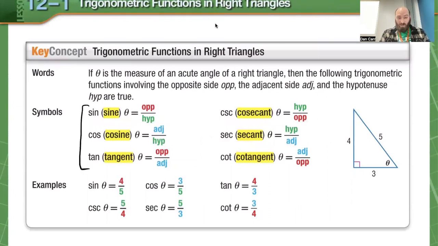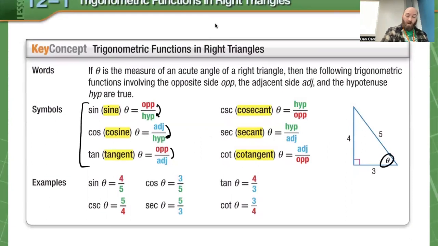Sine, cosine, tangent. Okay, as a refresher, sine is opposite over hypotenuse, cosine is adjacent over hypotenuse, and tangent is opposite over adjacent. Okay, so you can see here for sine, cosine, tangent for our angle theta, and that's opposite, adjacent, hypotenuse. So the sine is 4/5, cosine is 3/5, and tangent is 4/3.